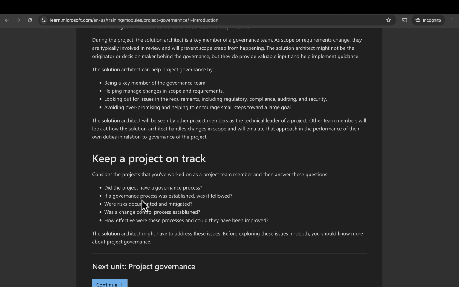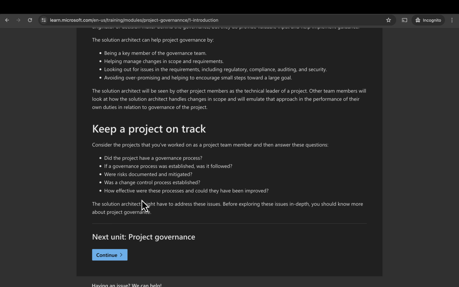The solution architect might not be the originator or decision maker behind the governance, but they do provide valuable inputs and help implement guidance. The solution architect can help project governance by being a key member of the governance team, helping manage changes in scope and requirements, looking out for issues in the requirements, including regulatory, compliance, auditing, and security, avoiding overpromising and helping to encourage small steps towards a large goal.